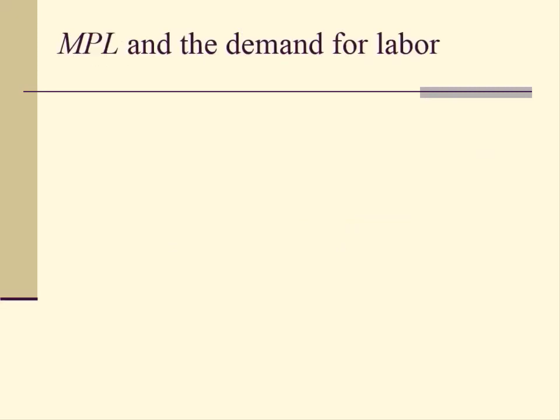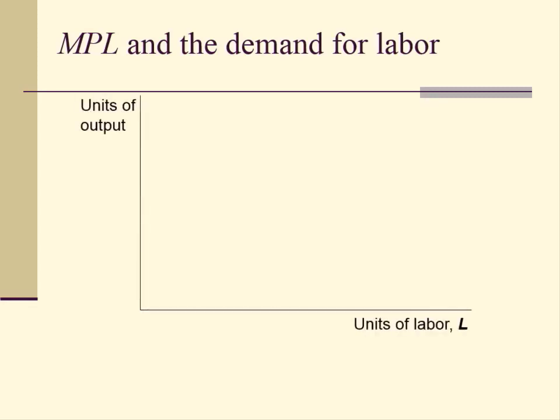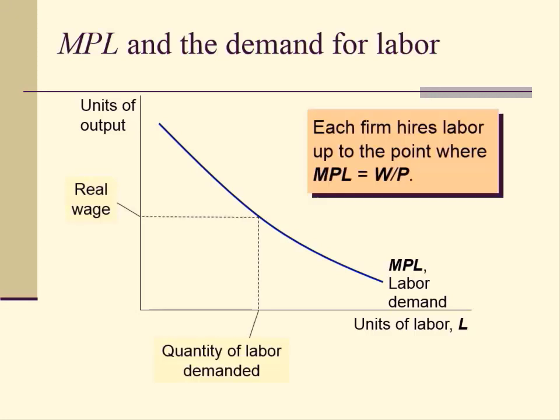That means as the firm hires labor L such that MPL equals the real wage, the MPL curve is the firm's labor demand curve, and each firm hires labor up to the point where the marginal product of labor is the real wage. That is, for each real wage, W over P, there's a corresponding optimal labor, L star, through the MPL curve. Therefore, the MPL curve is the labor demand curve.